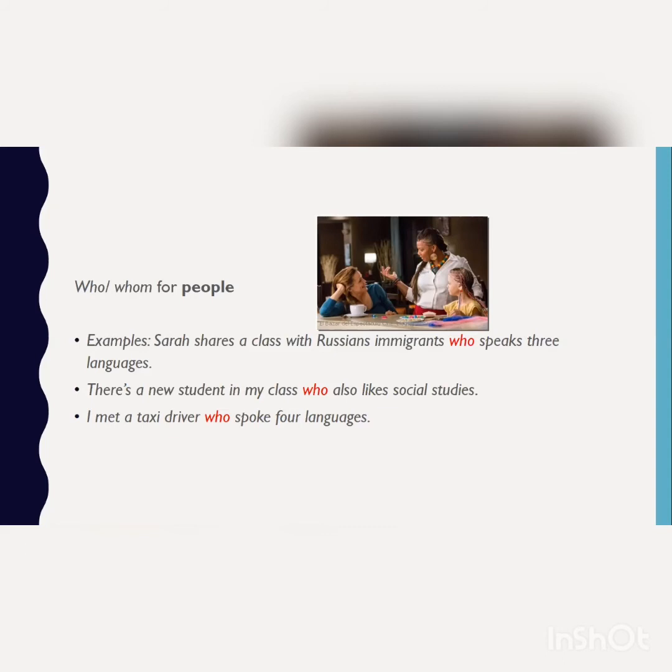Another example, there's a new student in my class who also likes social studies. Another example, I met a taxi driver who spoke four languages. So notice that in between there is the relative pronoun. And after it we give information about the person we are talking about at the beginning of the sentence.